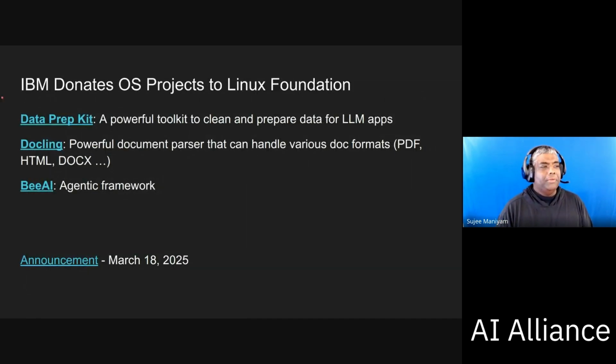By the way, I don't know if you guys saw this news. Now the Data Prep Kit and a couple of other projects are donated by IBM to Linux Foundation. This was done about a week ago or so. So now Data Prep Kit and Docling, which we actually use, and an agent framework called BAI, are donated to Linux Foundation. So now they're owned by Linux Foundation, which is a good thing.